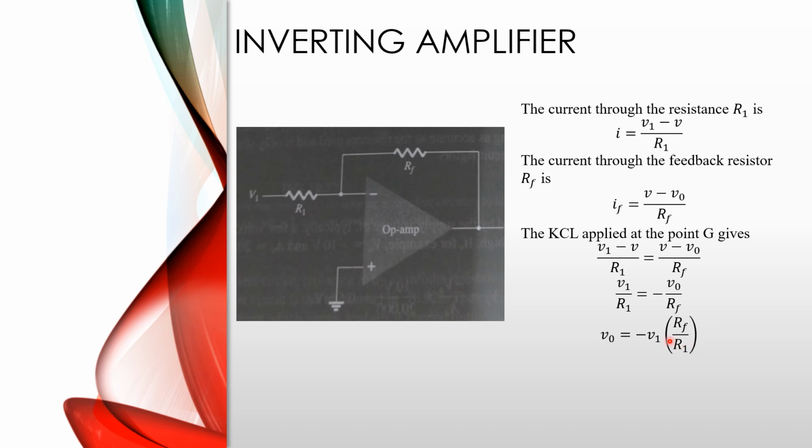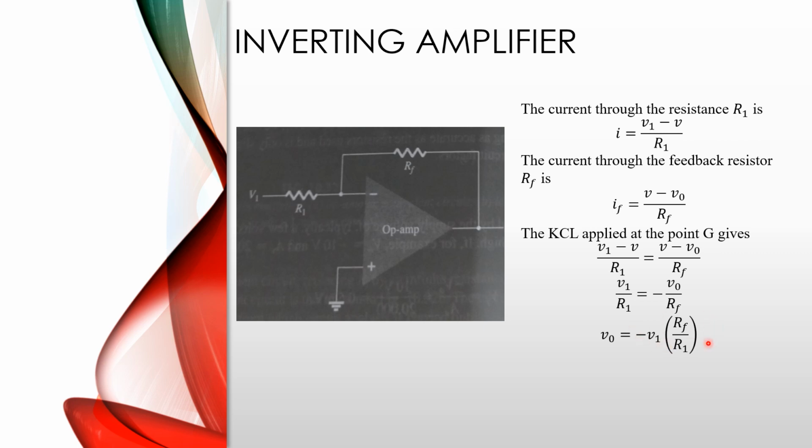That means if we consider RF value is 10 kilo ohm and R1 value is 1 kilo ohm, then 5 volt into 10 kilo ohm divided by 1 kilo ohm, that means 5 is multiplied by 10, so we get here minus 50 volt. We apply positive 5 volt input voltage, we get negative 50 volt output. What is the voltage gain? Output voltage by input voltage. So output voltage is 50 volt, input voltage is 5 volt. That means a gain of 10 times occurs here. So that is the amplification part. So first of all the signal is inverted, then it is amplified.